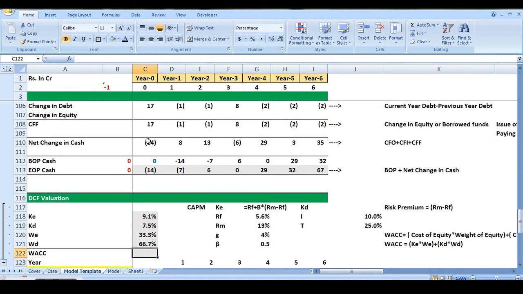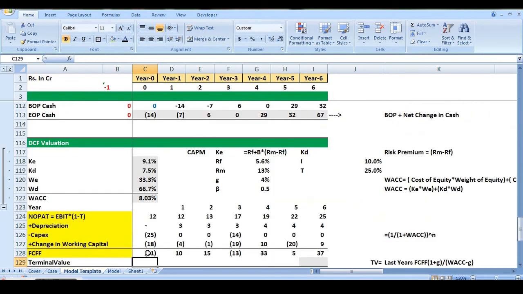WACC is simply equal to cost of equity into weight of equity plus cost of debt into weight of debt, and this gives us WACC as 8.03%.